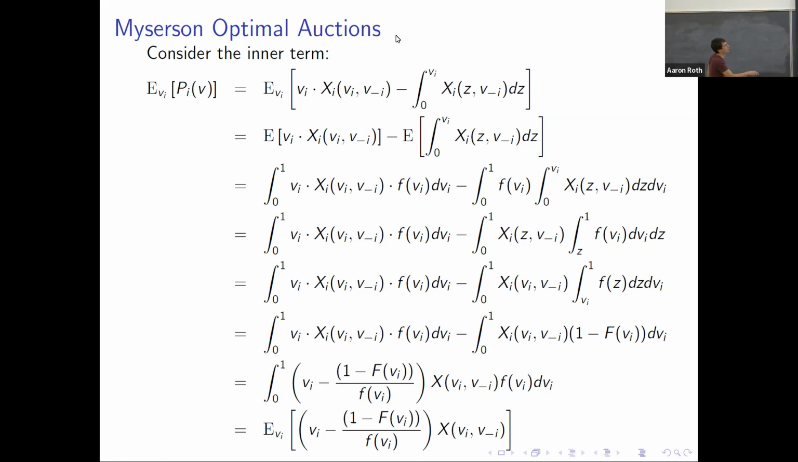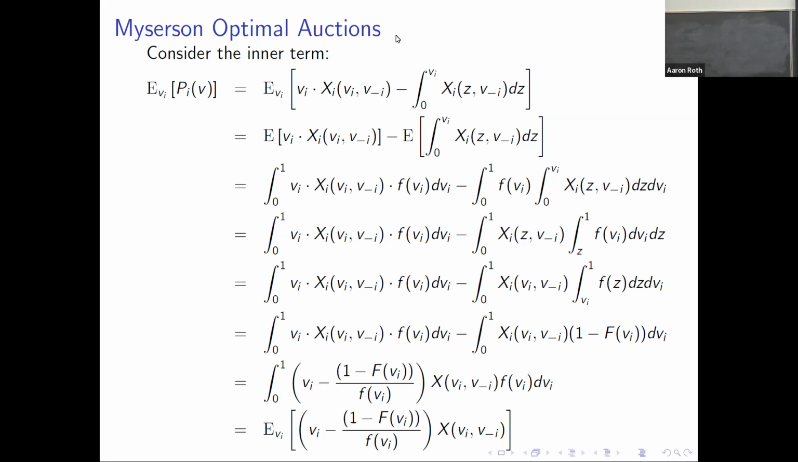So this integral here is just the expectation over your own value drawn from this distribution of this expression: your value minus the probability your value is larger, divided by the probability that you have exactly that value, times your allocation when you did that value. Okay, so it's not a funny expression, it's just an expectation.